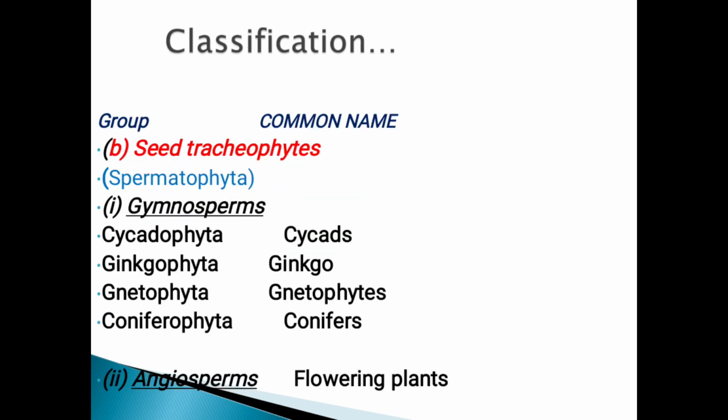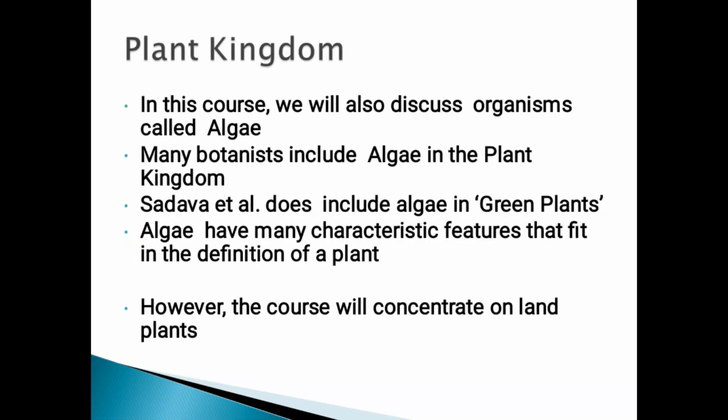Now plants end up developing to a level whereby they have a seed, and we call these seed tracheophytes. The seed tracheophytes are divided into four: the Cycadophyta, the Ginkgophyta, the Gnetophyta, and the Coniferophyta, the conifers. And the plants are further divided into angiosperms, the flowering plants.